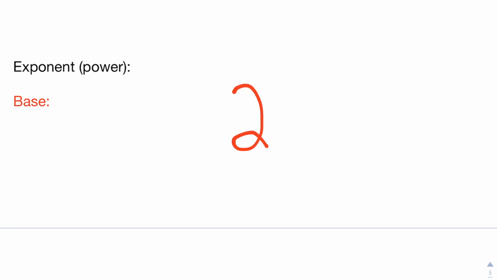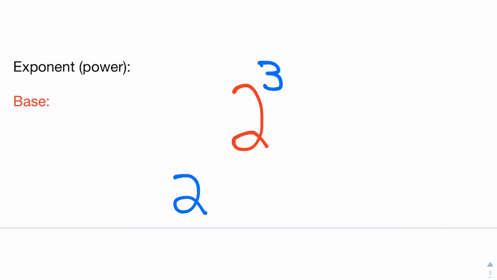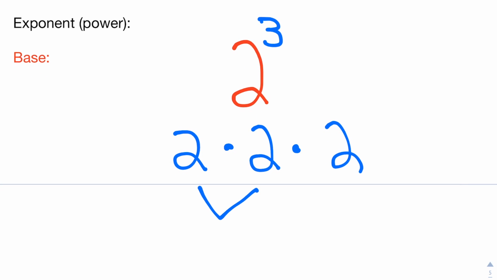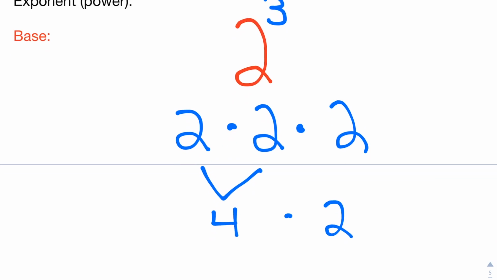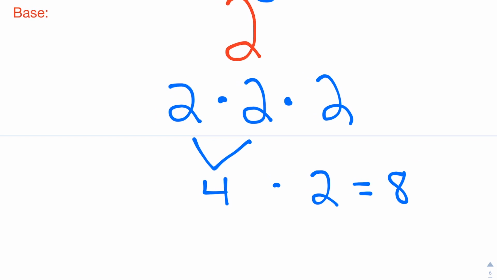Now the exponent, or it's also called the power, is the little number that you usually see above another number. In this case, it's telling me that I need 3 copies of 2. So I'm going to make 3 copies of 2: 1, 2, 3. And I've got to multiply those together. I can't just simply do it all in my head, so I'm going to make it easy on myself. 2 times 2 is 4. 4 times 2 is 8. So 2 to the 3rd power is 8.